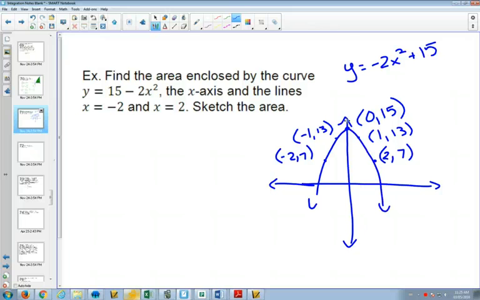Now I wanted to go at least that far because I want to find the area between negative 2 and 2. And so now I know that the part that I'm finding the area between is completely positive. So this part that I can shade right here is completely positive. So in order to find that area, again, we can just do the definite integral.